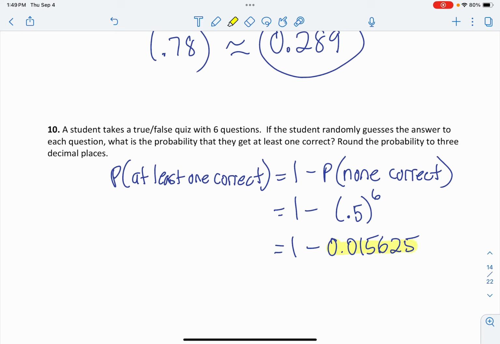And remember, the opposite of all 6 wrong is at least 1 right, and that's what we want. So to get the opposite, we subtract from 1. Okay, and then that calculation is 0.984. Woo! High probability of getting at least 1 right. So if all you need is 1 correct answer, you can just guess.